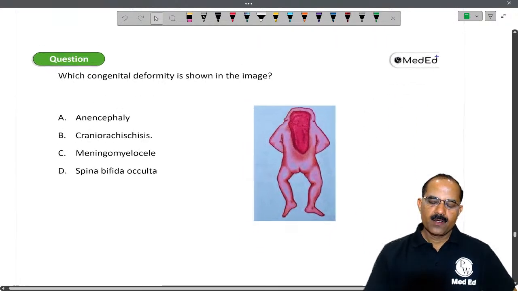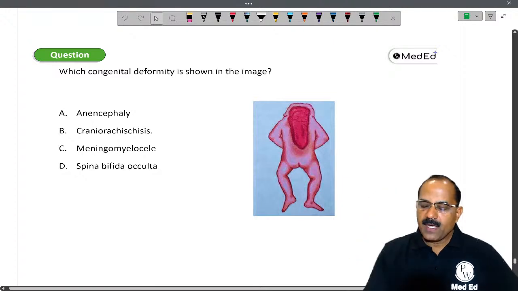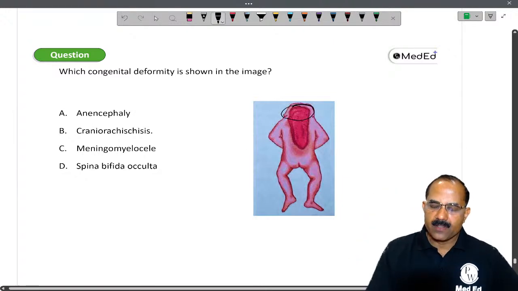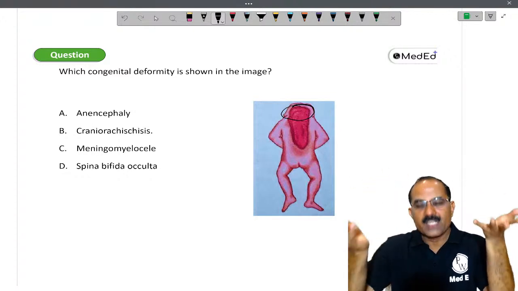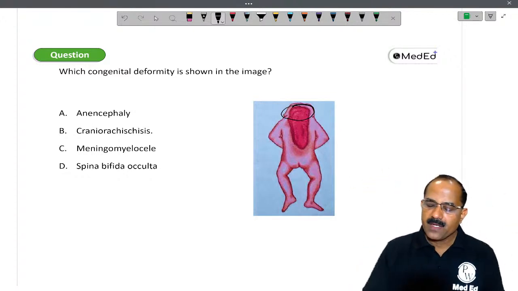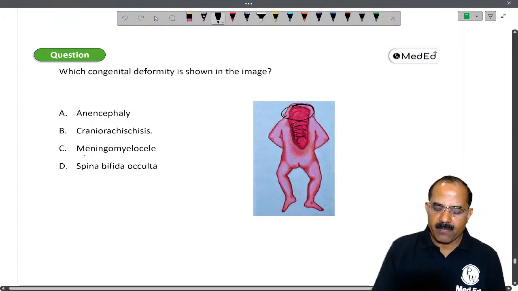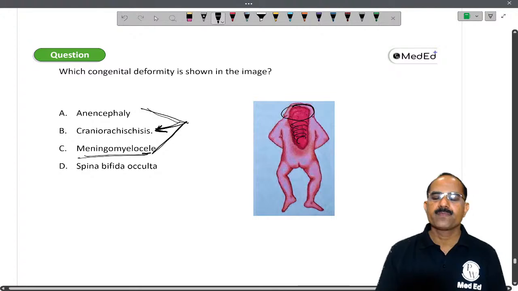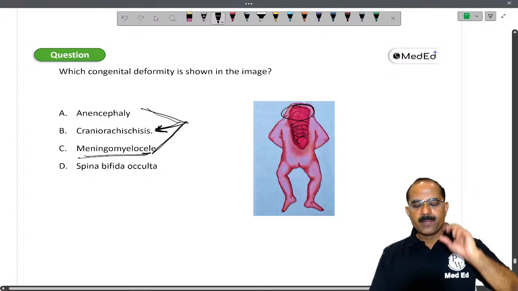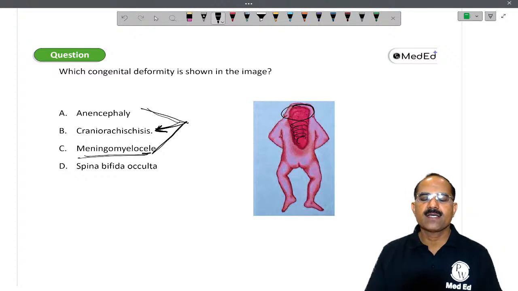Answer this. Congenital deformity is shown in the image. The brain is seen, meaning the skull is not formed. The brain is exposed. Sometimes the brain is also not formed. So that is anencephaly. Here the vertebral column is not formed, so the spinal cord is exposed outside. That is meningomyelocele. The combination of meningomyelocele and anencephaly is craniorachischisis.